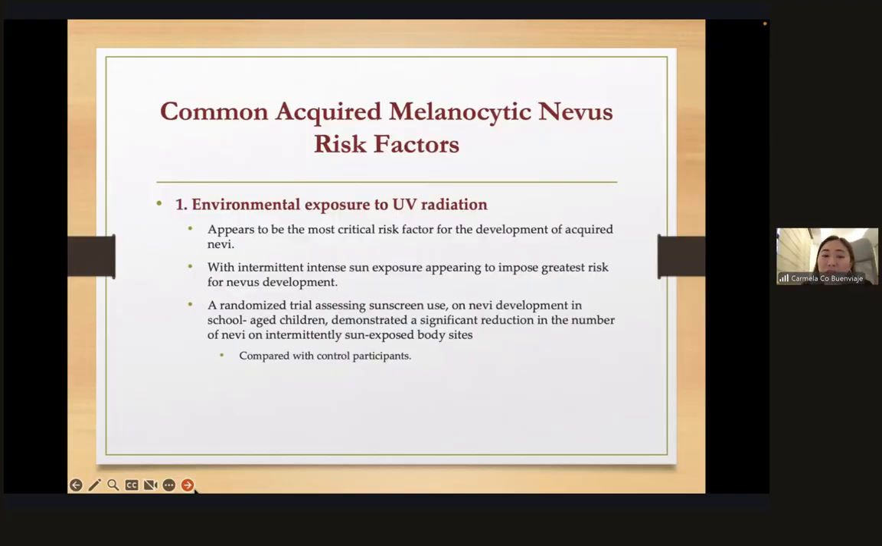Okay, so what are the risk factors of having a common acquired melanocytic nevus? Number one is environmental exposure to UV radiation. This appears to be the most critical risk factor for the development of acquired nevi, with intermittent intense sun exposure appearing to impose the greatest risk for nevus development. A randomized trial assessing sunscreen use on nevi development in school-age children demonstrated a significant reduction in the number of nevi on intermittently sun-exposed body sites compared with the control participants. Okay, so environmental exposure to UV radiation is the most critical risk factor.